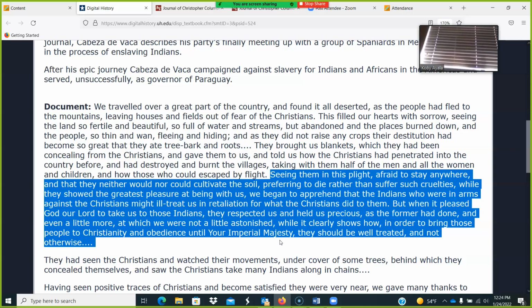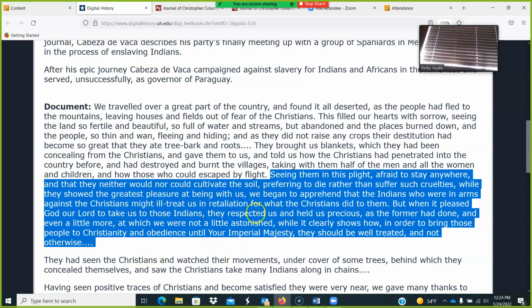But when it pleased God our Lord to take us to those Indians, they respected us and held us precious, as the former had done, and even a little more, at which we were not a little astonished, while it clearly shows how, in order to bring those people to Christianity and obedience to your imperial majesty, they should be treated well and not otherwise.